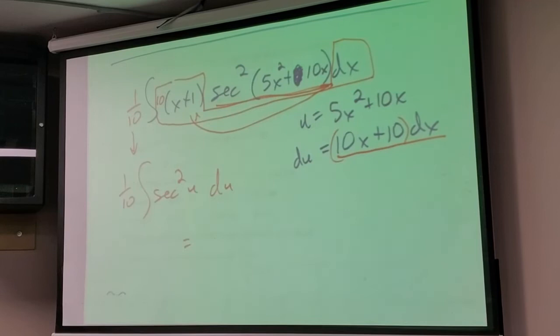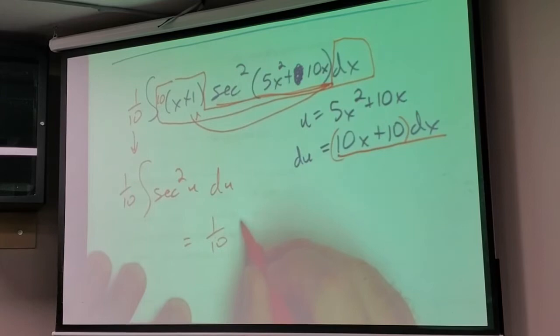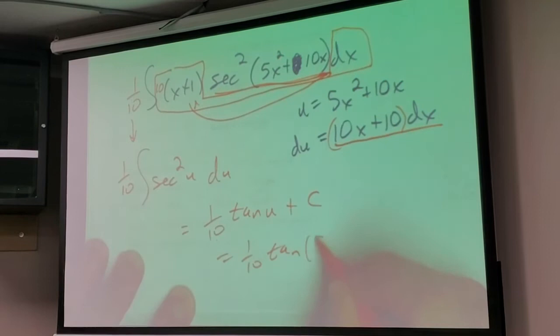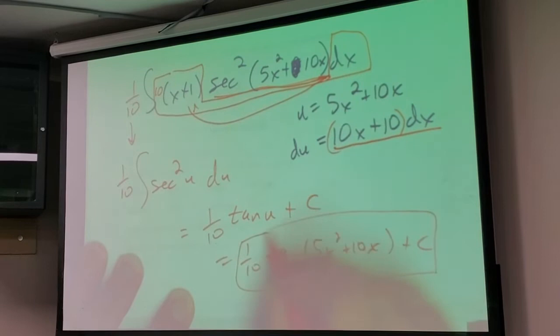What is that integral? And of course, you don't end until you get back to the original variable. What was u? And of course, the nice thing is that checking it is relatively easy because it would be taking the derivative. That's how you check.